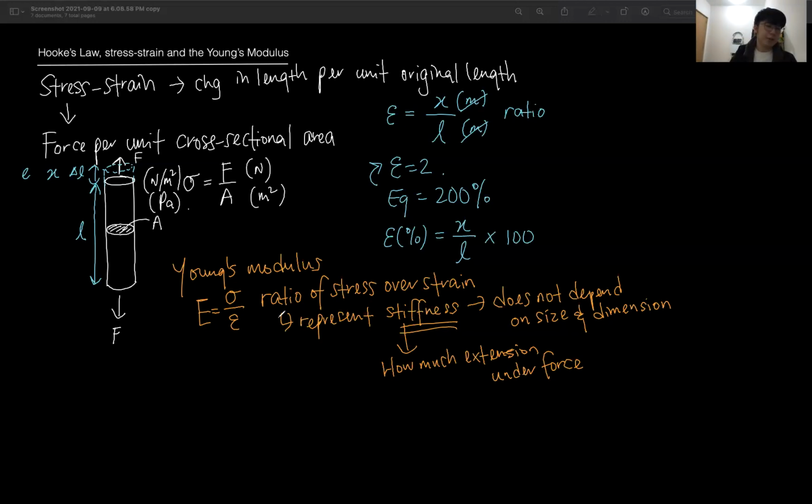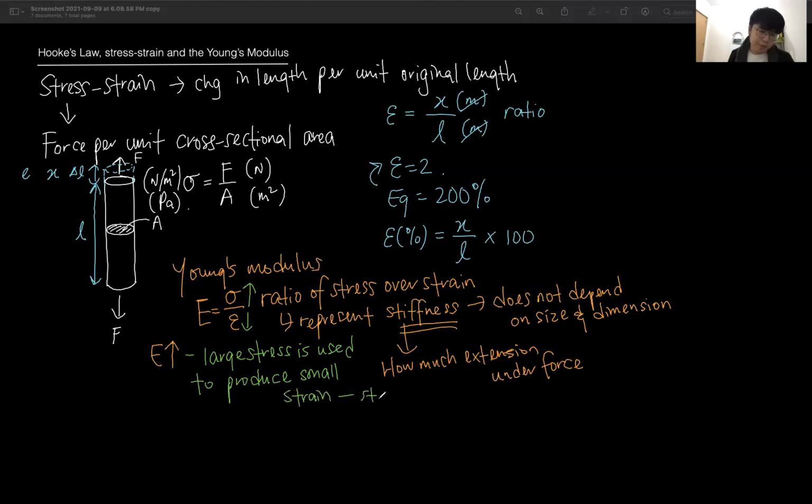So that is the Young's modulus. The higher the Young's modulus, the stiffer the material. Because if Young's modulus is high, that means you have a high stress, low strain, correct? High stress, low strain, meaning that a large stress is used to produce a small strain. So it means that it is stiffer.